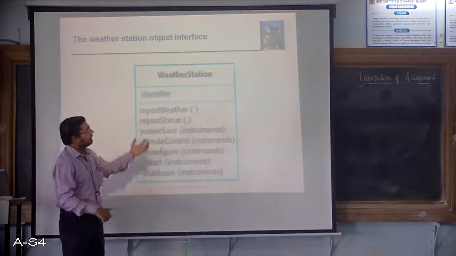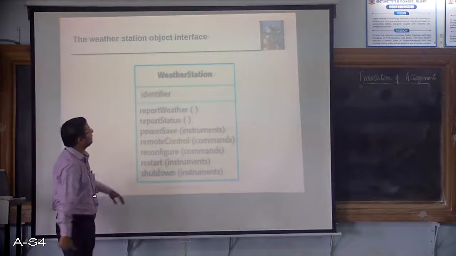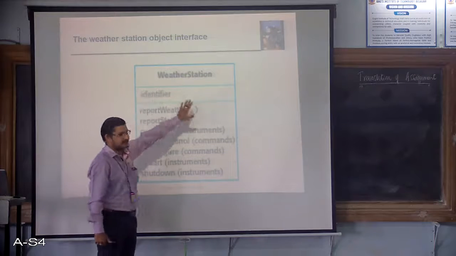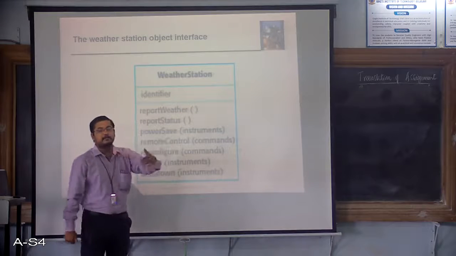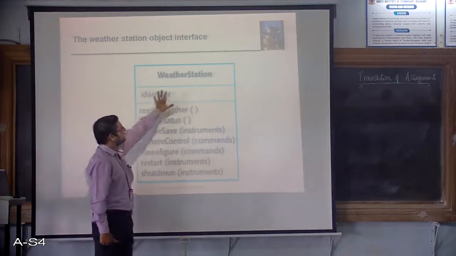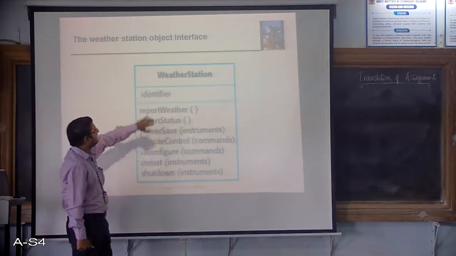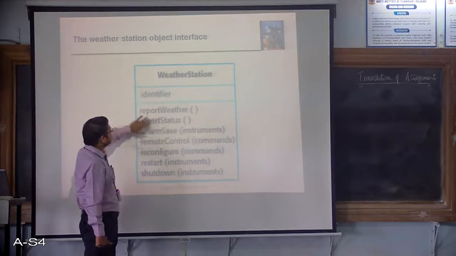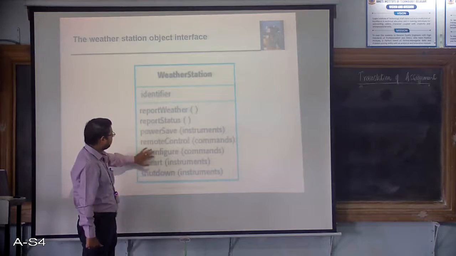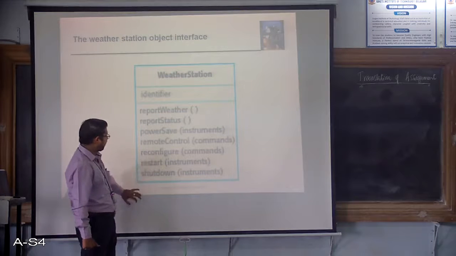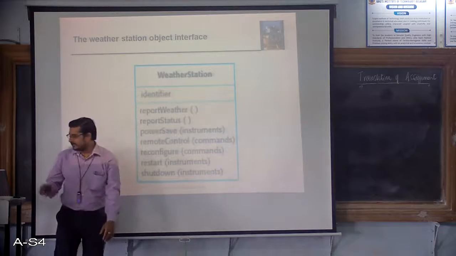For example, previously we have discussed the weather station object interface. Here the weather station is a class, and under that we define the identifier, which is an attribute. Weather station is the class and identifier is the attribute associated with that particular class. These are the different methods: report weather, report status, power save, remote control, reconfigure, restart, shutdown. These are the different methods associated with a weather station.